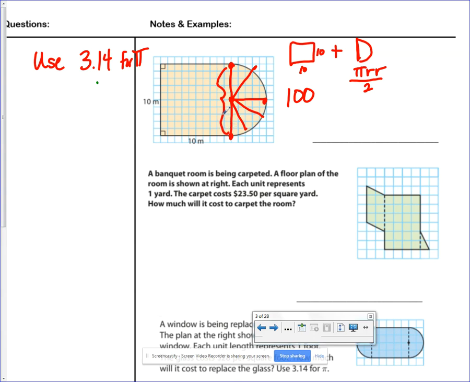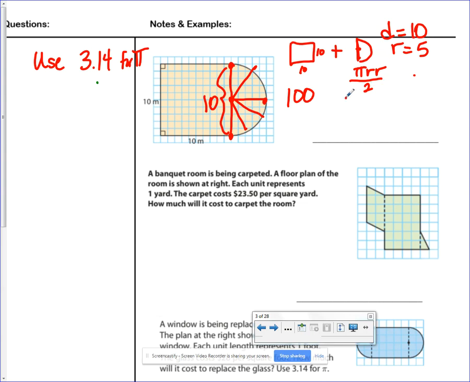If this whole side is 10, because it's also the side of the square, you should be able to determine that your radius, if my diameter was 10, my radius, ta-da, is 5. So grab your calculator and let's figure out what the area of this thing is.